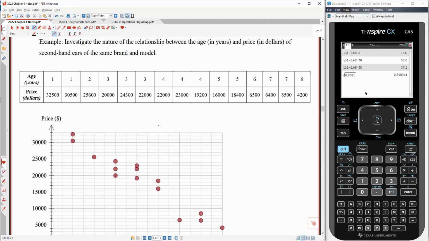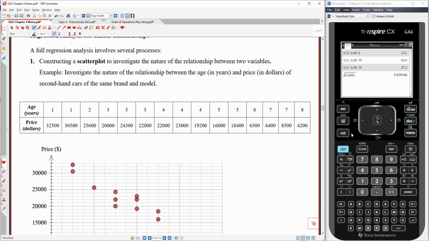All right, so let's pop this data into our calculator. So we're going to go Control N for a new one, so get rid of all of this stuff here, and we'll go to lists and spreadsheet. Here we'll put the age, and here we'll put the price. All right, so I'm going to pause the video while I type this in.